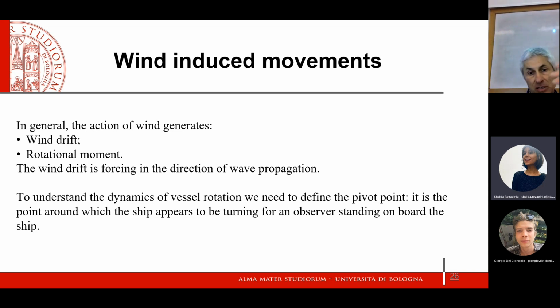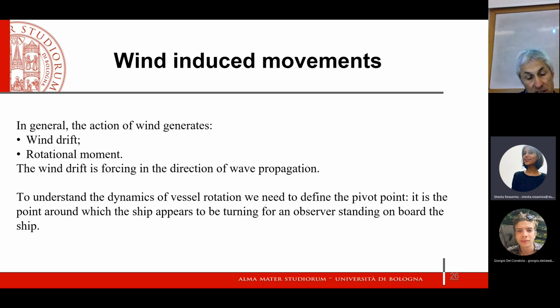Rotation, even in absence of the drift, means that the boat, if it is unmoored and completely free, doesn't move back and forth, but rotates. And if the ship is moored, this generates mooring forces by itself. So we have to understand the dynamical feature of the drift, and the dynamical feature of the rotational moment.